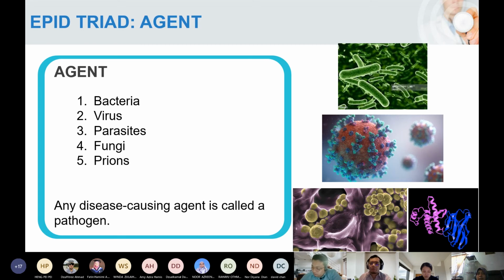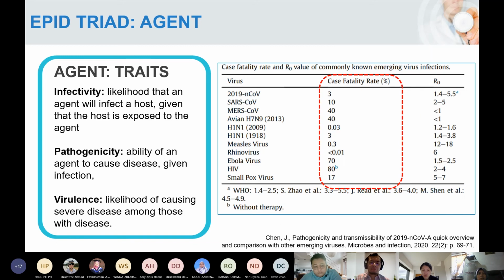What is agent? Agent is only pathogens. Any pathogen can be bacteria, virus, parasite, fungi, prion, and so on. And the traits of the agent. Okay, the traits of the agent is very important. The infectivity, okay, likelihood that an agent will infect a host, the pathogenicity, and the virulence. So I've uploaded this material. You can read further here.